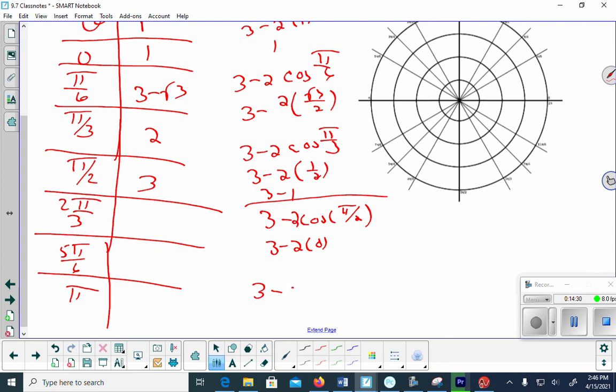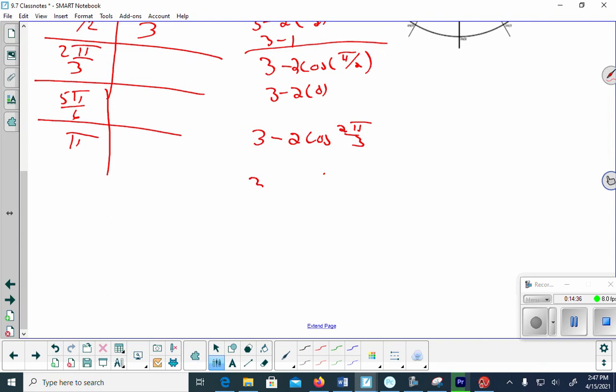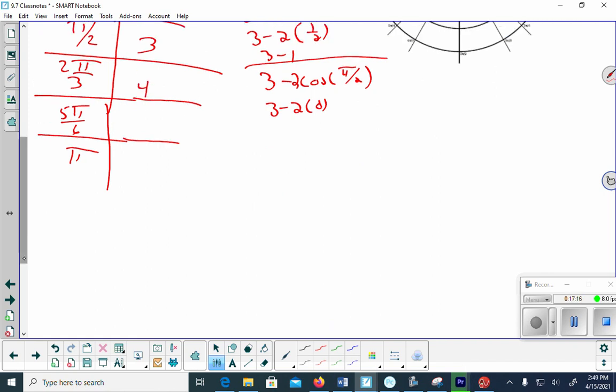3 minus 2 times the cosine of 2 pi over 3. Well, the cosine of 2 pi over 3 is a negative 1/2. So this is going to be 3 plus 1, so this will be 4.